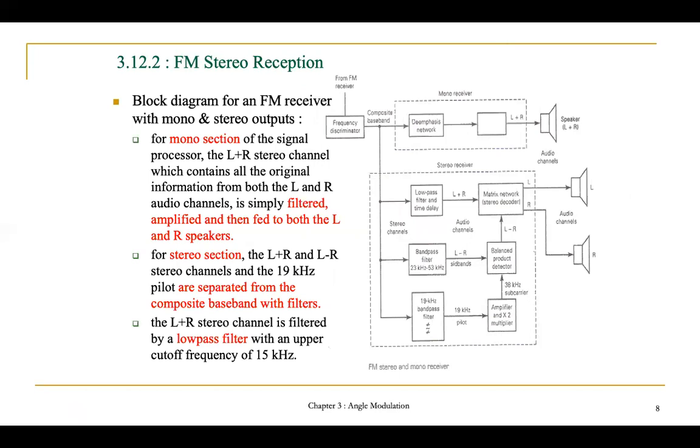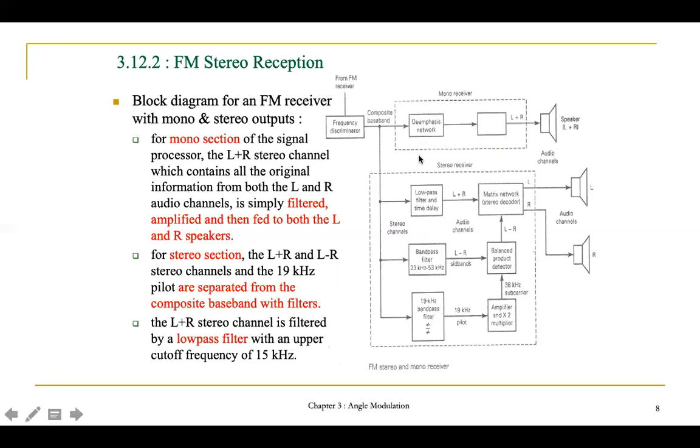For the mono section of the signal processor, the left plus right stereo channel, which contains all the original information, is simply filtered, amplified, and then fed to both the left and right speaker. So this is for the mono section.